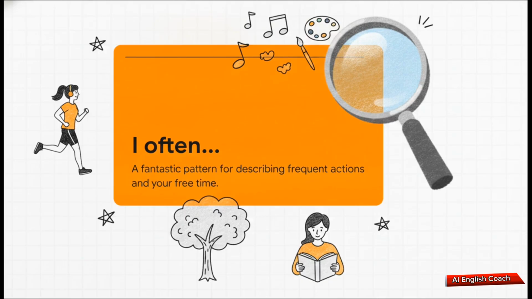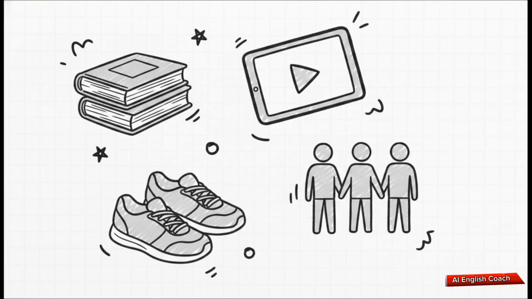And that brings us right to our second pattern. I often. Now, while usually is fantastic for your rigid day-to-day schedule, I often is perfectly tailored for describing frequent actions. It links up beautifully to the things we choose to do in our free time. It tells whoever you're talking to about your hobbies, the fun stuff, without making you sound like some robot just reading off a calendar. Let's see this one in action and begin to build out a much more personal narrative.